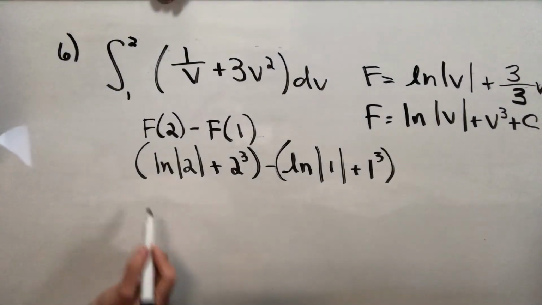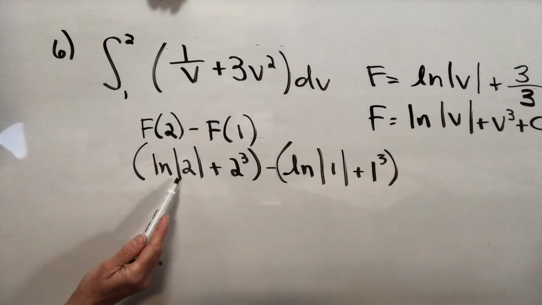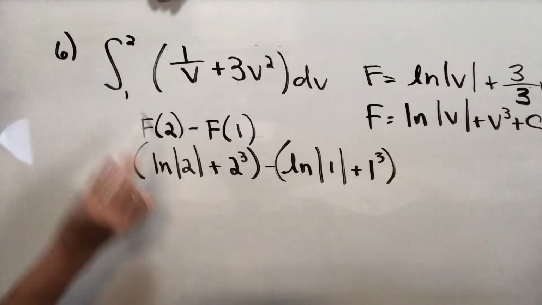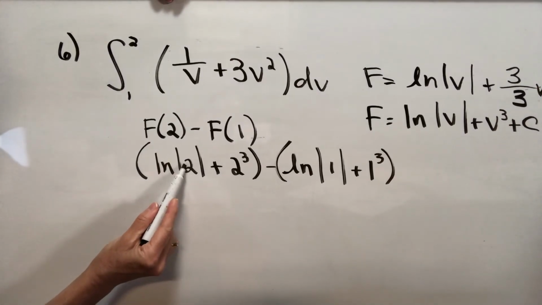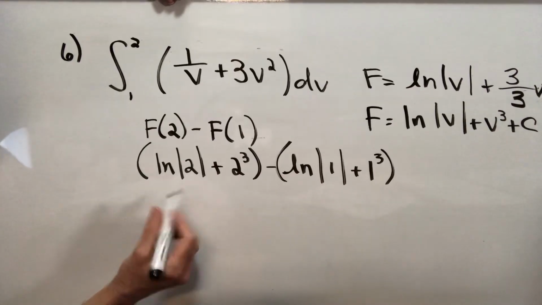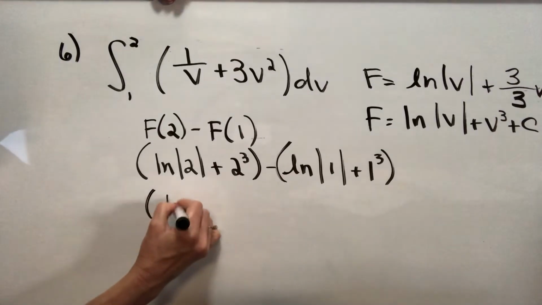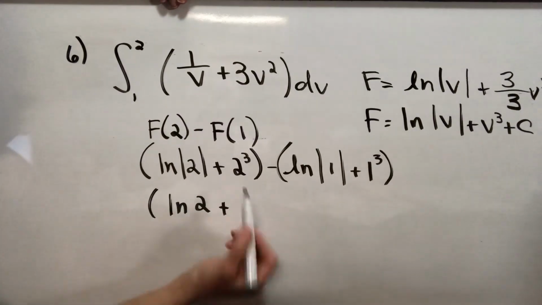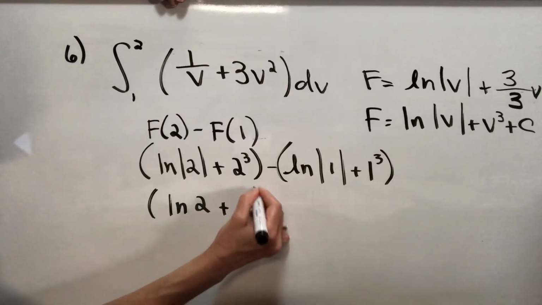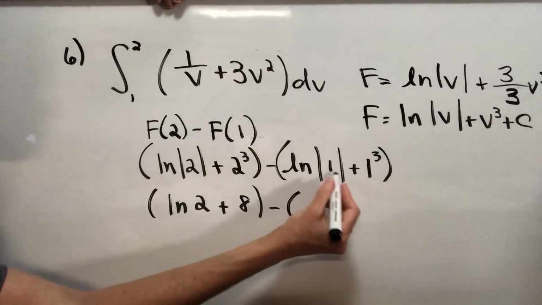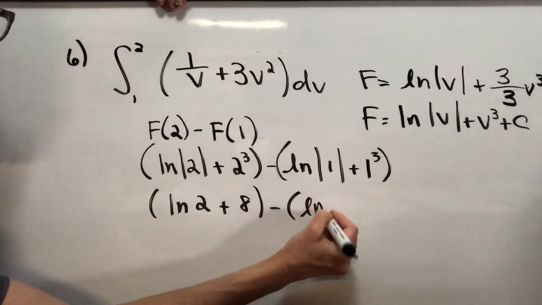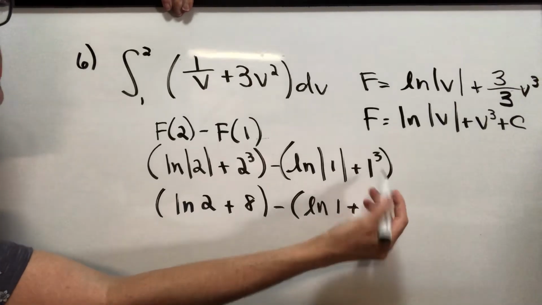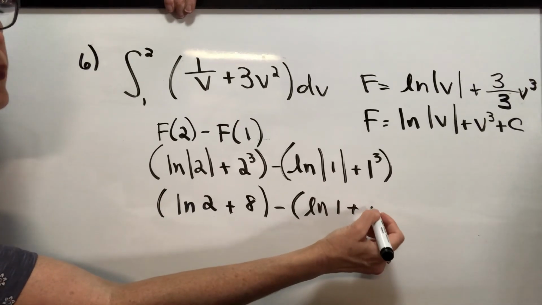Okay, so the absolute value is there just to ensure that you don't get a negative answer there. So if this had been a negative number here, and that became a negative, the absolute value would take care of that. So you can take the absolute value off at this point. So it'd be natural log of 2 plus 2 cubed would be 8 minus, same thing here, take off the absolute value now, natural log of 1 plus, and 1 cubed would be 1.